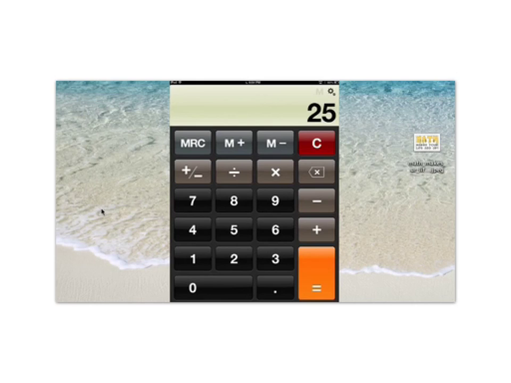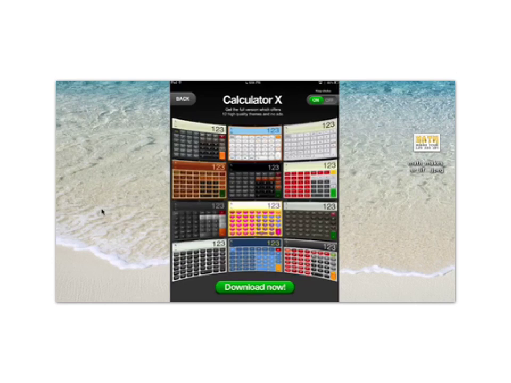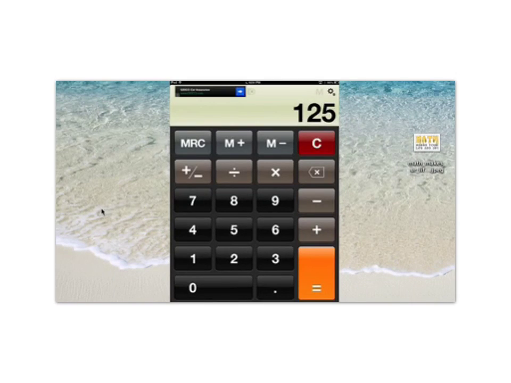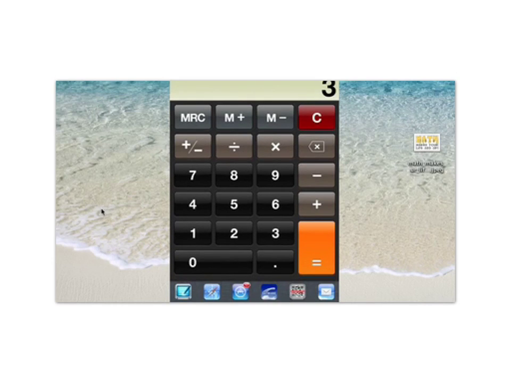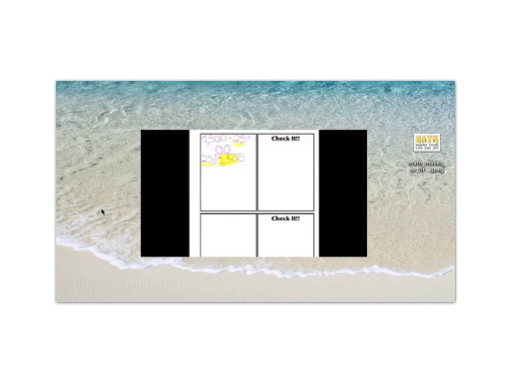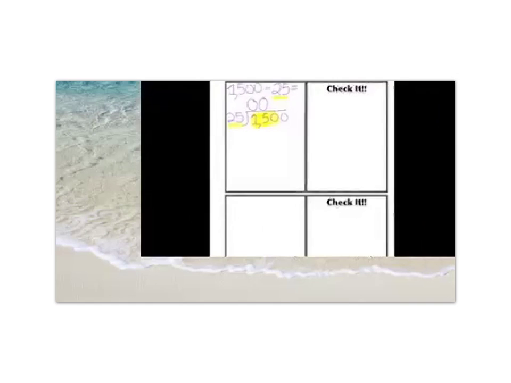Let's try 25 times 4. Closer, but still not there. 25 times 5. 125. Okay, we're getting close. Let's try 25 times 6. Aha! Bingo! We've got it. We've gotten as close to 150 as we can because we've landed on 150. Remember, that was 25 times 6. Let me make this bigger again.